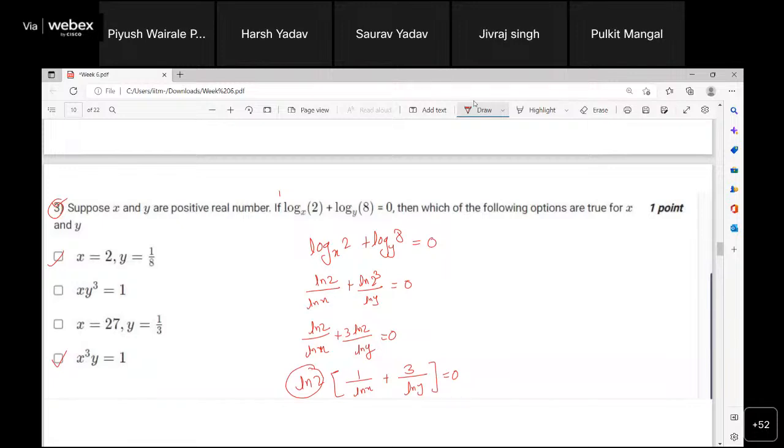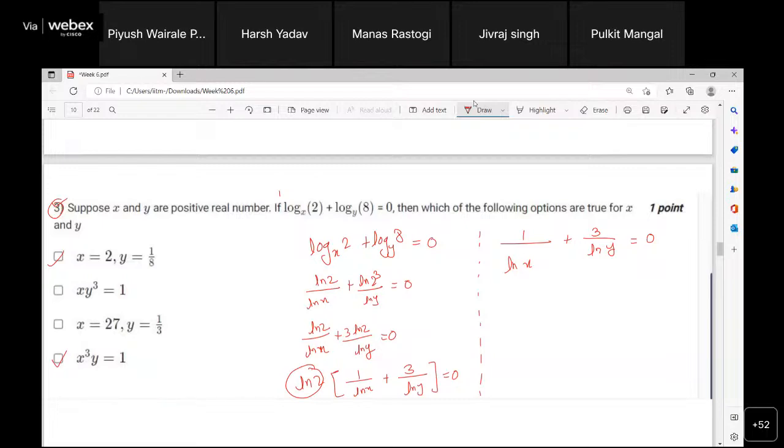Yes sir, it will go on this side, so we can ignore it. We can divide it by both the sides. So I am getting 1 upon ln of x plus 3 upon ln of y equals to 0.